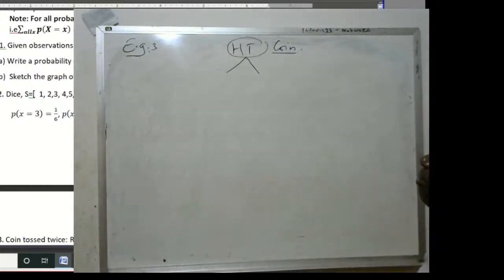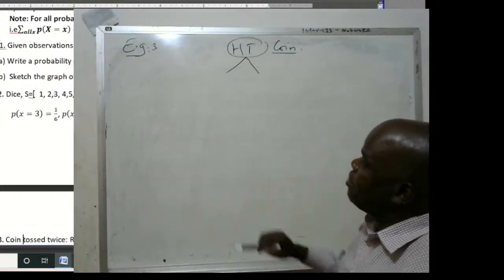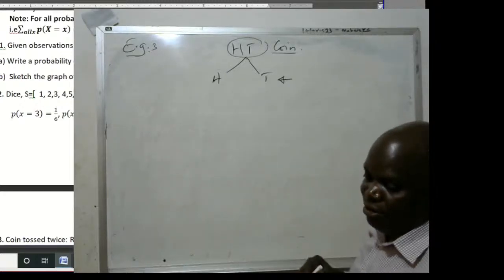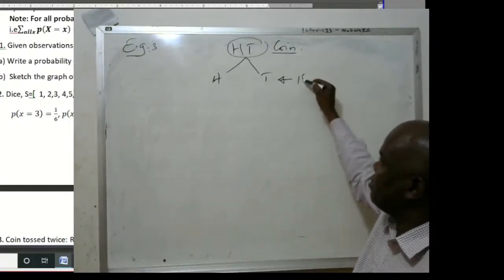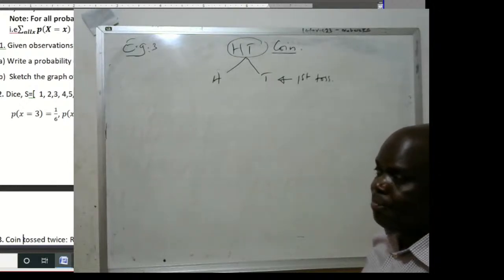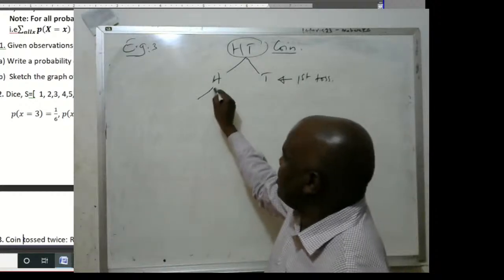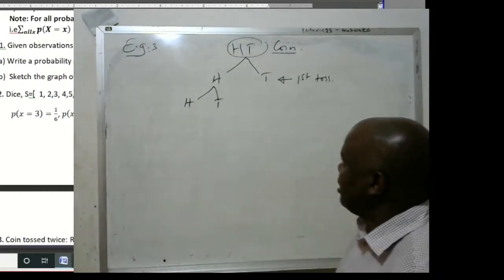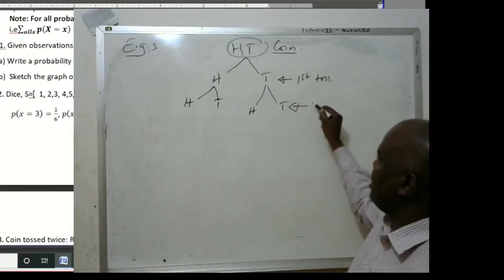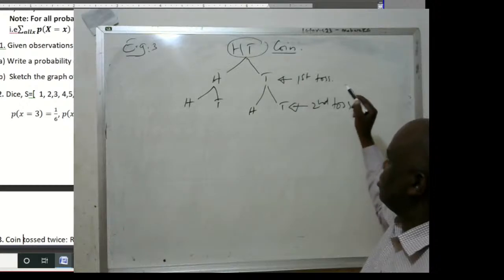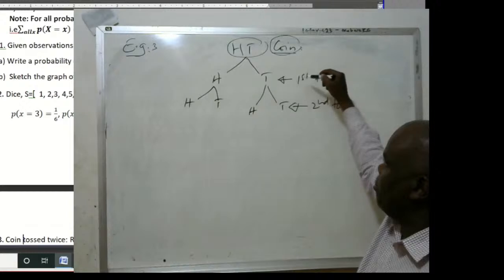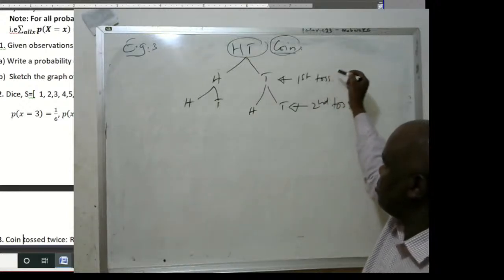When you toss this coin, in the first toss you may get a head or a tail. This is what we discussed in probability theory. This is the first toss. Now in the first toss I may get a head or a tail. When I toss it the second time, I may still get a head or a tail. Even if I got a tail, I may still get a head or a tail in the second toss.